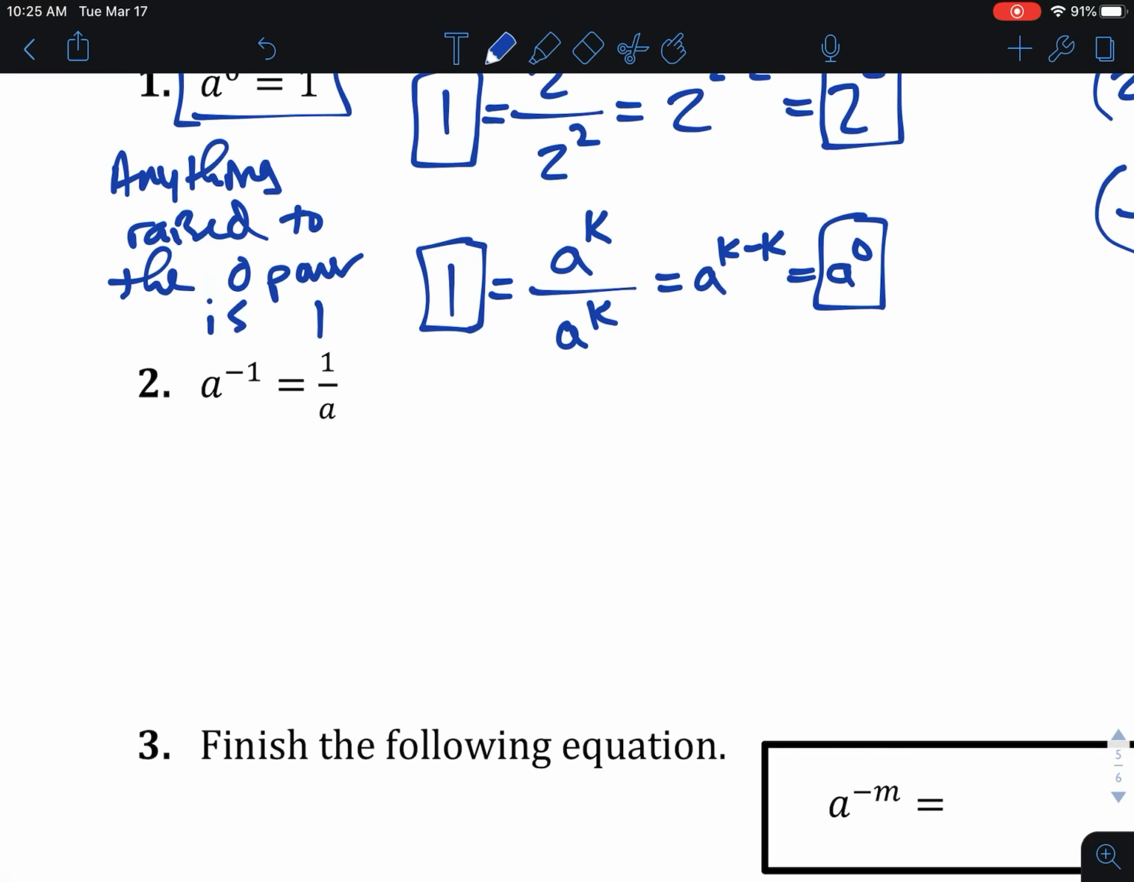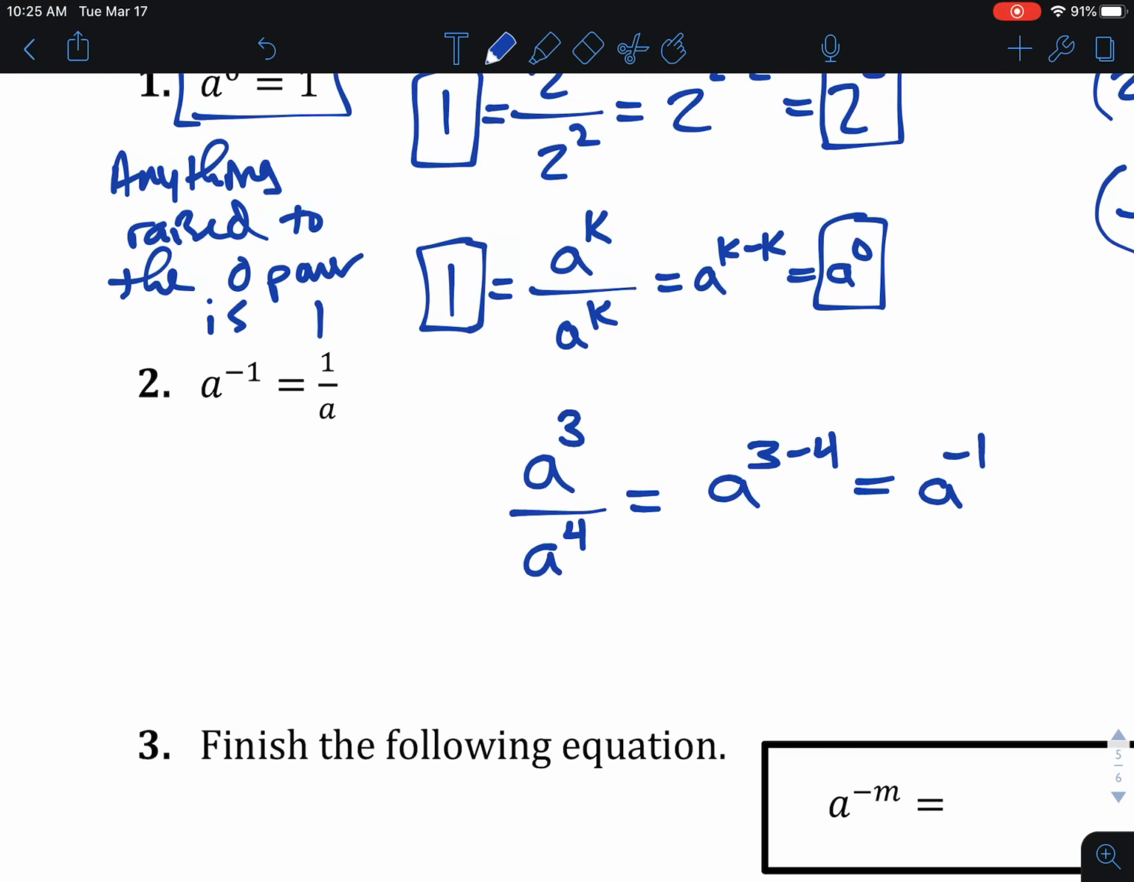And then for this one, a negative 1 power, it's kind of interesting. Well, how do we get negative? So say you've got a to the 3rd divided by a to the 4th. Well, that would be a to the 3 minus 4 using our division rule, which is a to the negative 1. So that's how you get negatives.